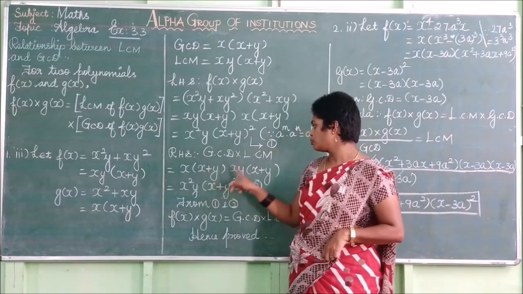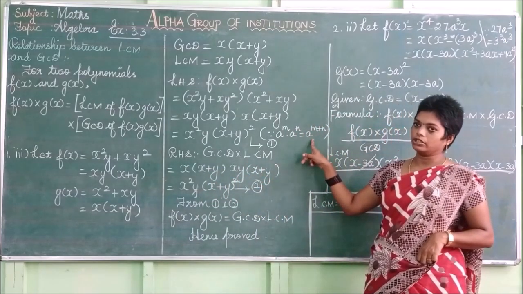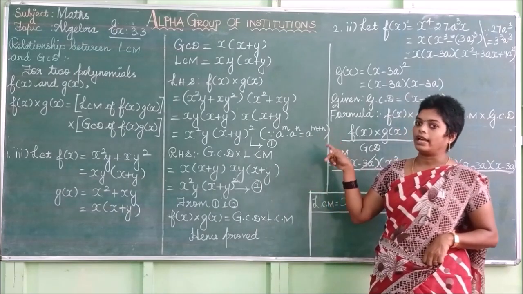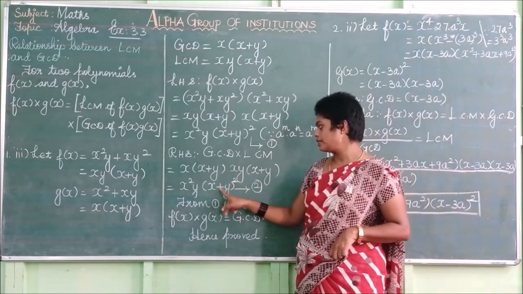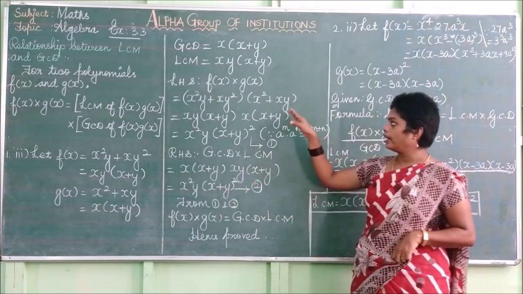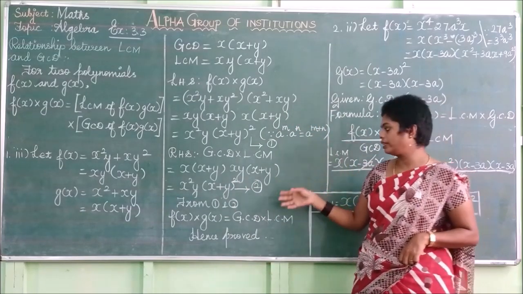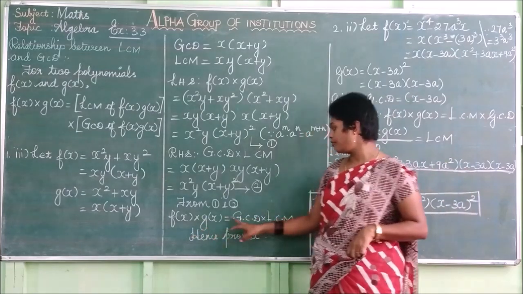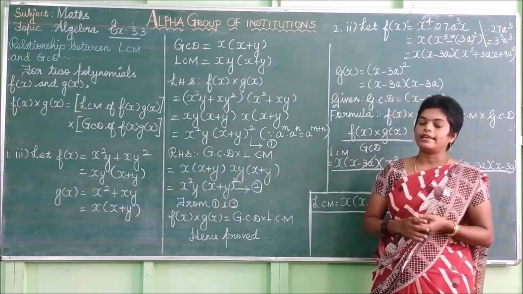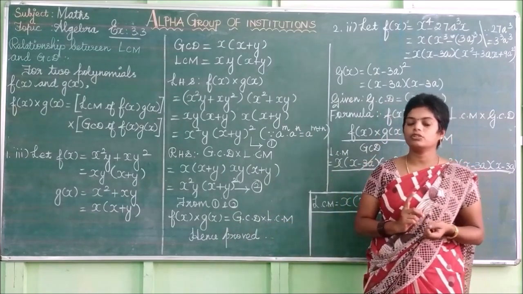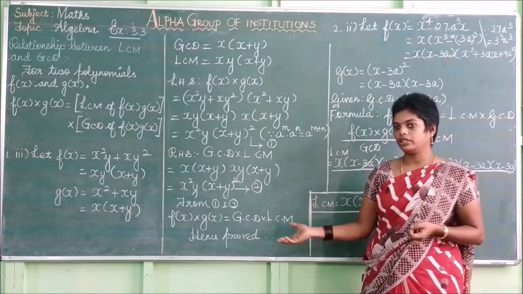Then look at x plus y here, and x plus y here also. So a power m into a power n is a power m plus n. So you have to add the powers, both contain power 1. So 1 plus 1 is 2: x plus y whole power 2. So you take LHS as 1, RHS as 2. Comparing 1 and 2, you get f of x into g of x equal to GCD into LCM. It's the proof. They ask you to verify that f of x into g of x equals LCM into GCD. So you have to do that.